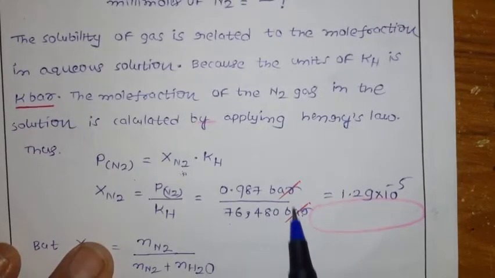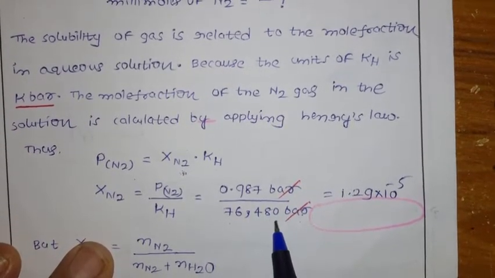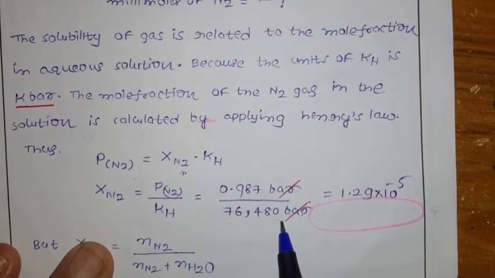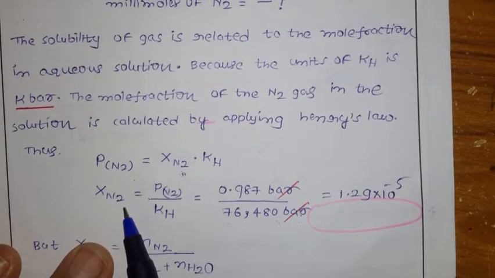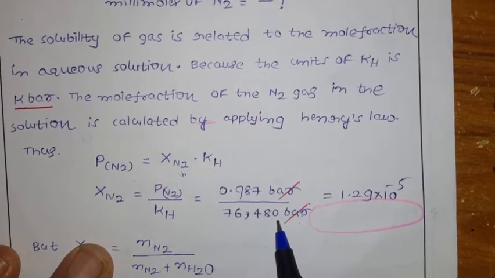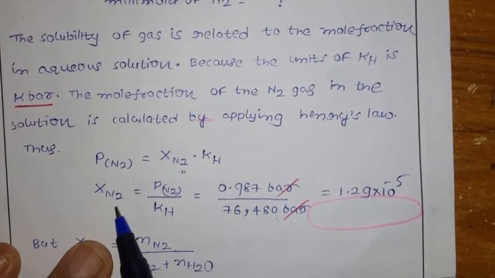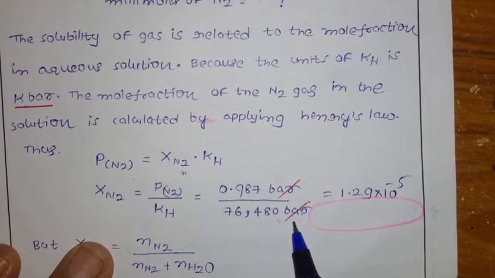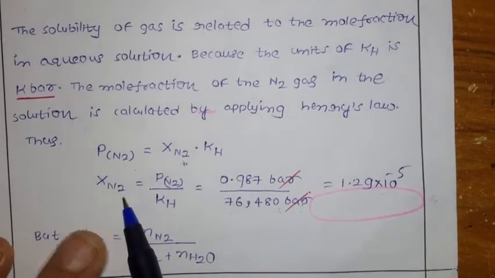Why? Because here it is easy to get cancelled. Otherwise in the denominator you will get the kilo, so it won't be good. Mole fraction should not have units, because it's a fraction. So it should not contain any units. If you don't convert here, we are left with the kilo in the denominator. So you should be very careful with the units also. Here bar is going to get cancelled, and you are getting the mole fraction of nitrogen. Okay.